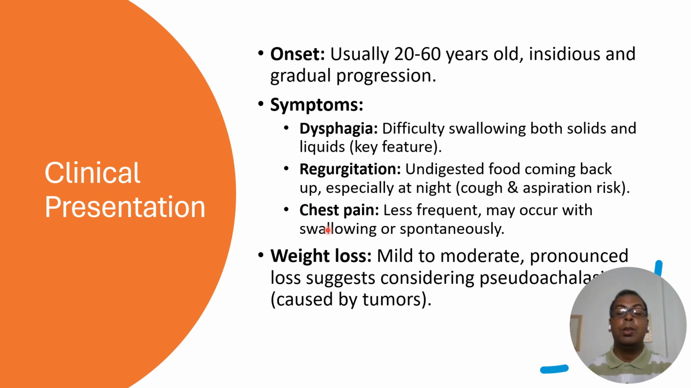Another less frequent symptom would be chest pain and abdominal chest discomfort. Weight loss is also a feature because nothing is getting from the esophagus, or very little is getting from the esophagus into the stomach. And when a patient presents with weight loss, we should also consider malignancies in general. And in this case, we can consider pseudoachalasia if patients present with significant weight loss and dysphagia also.